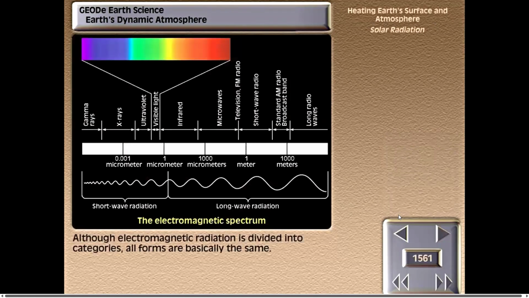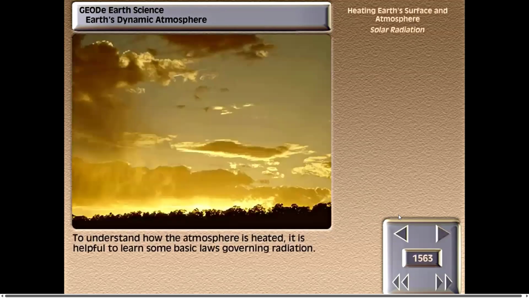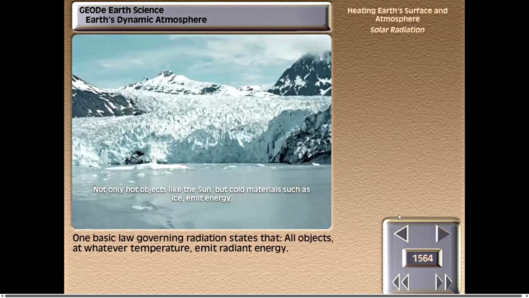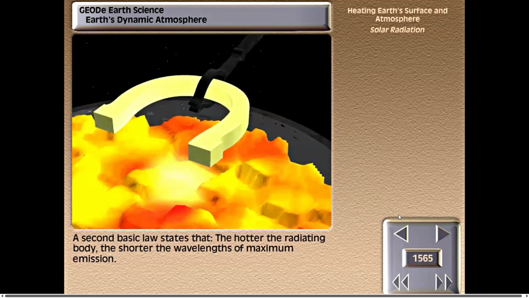Although electromagnetic radiation is divided into categories, all forms are basically the same. When any form of radiation is absorbed by an object, the result is an increase in temperature. To understand how the atmosphere is heated, it is helpful to learn some basic laws governing radiation. One basic law governing radiation states that all objects, at whatever temperature, emit radiant energy. A second basic law states that the hotter the radiating body, the shorter the wavelengths of maximum emission.